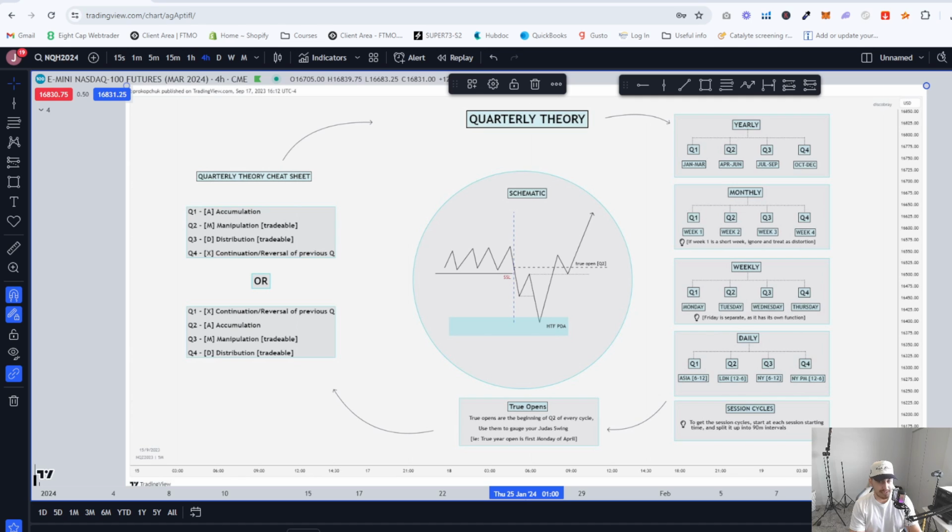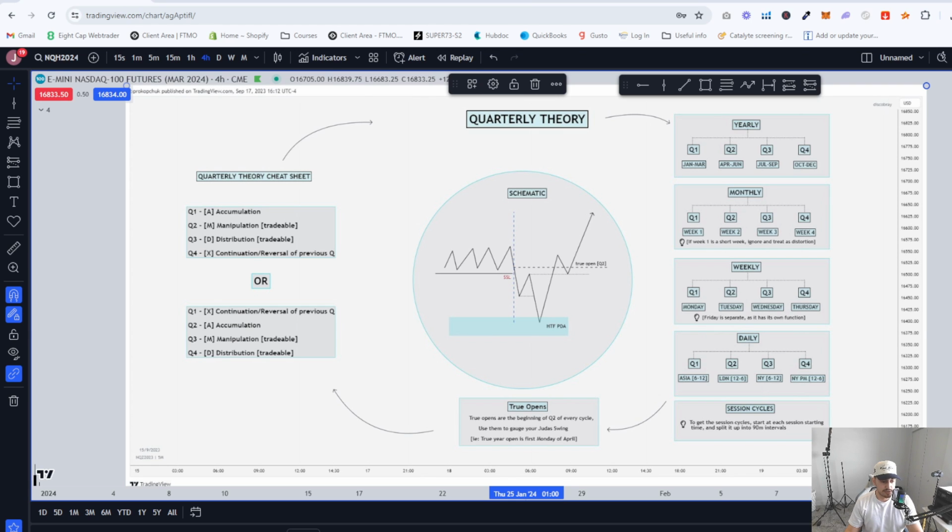So I'm just going to break down how I personally use quarterly theory for my bias, to confirm my trade bias, to add extra confluence on my trade ideas, etc. going into the day. Now, I don't use quarterly theory for yearly, monthly, weekly, and daily. What I do use quarterly theory for is in session cycles.